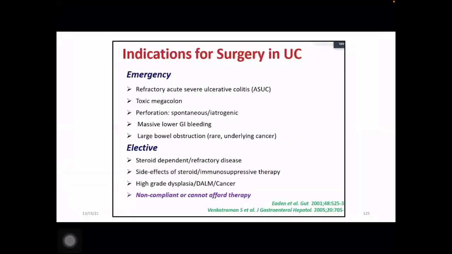Okay. So now coming to the indications of surgery in ulcerative colitis, the surgeon's role. Emergency: if the patient is having acute severe ulcerative colitis, the criteria which I showed is Truelove and Witts criteria, as I told before. Toxic megacolon, perforation, massive lower GI bleeding, which is not a common finding in ulcerative colitis, and large bowel obstruction. What are the elective indications? Steroid dependent or refractory disease, side effects of steroid therapy, a patient who has high grade dysplasia or DALM or cancer, or non-compliant or cannot afford therapy. So these are some of the indications for which you have to do surgery for ulcerative colitis.